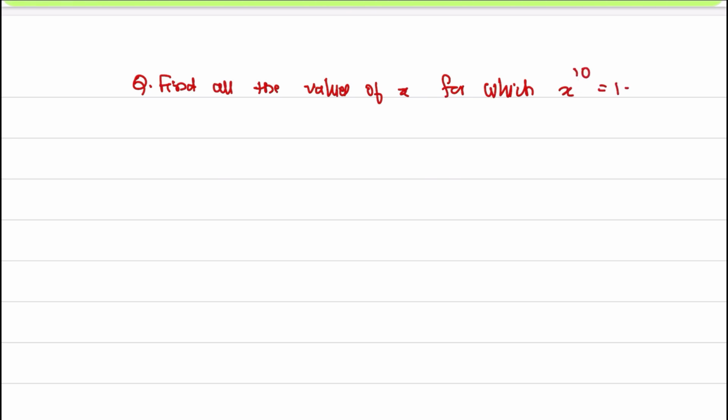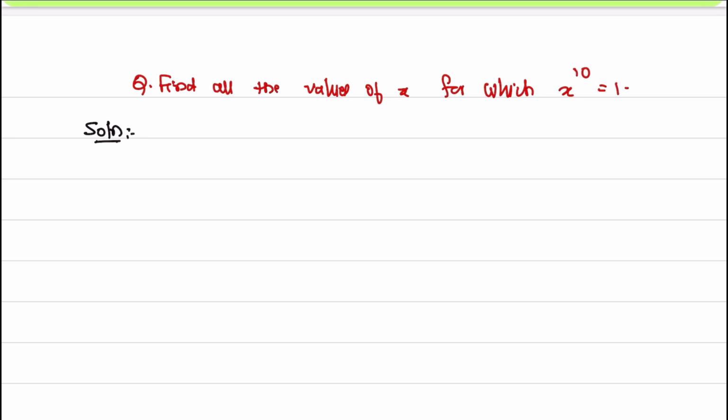Now, the question is: find all the values of x for which x to the power of 10 is equal to 1. For 10 roots, we have to adopt the complex number approach.